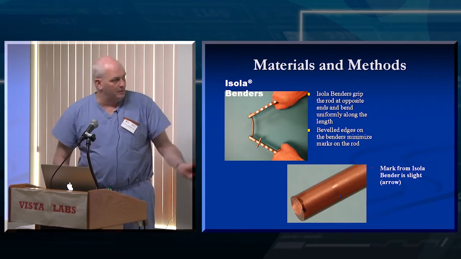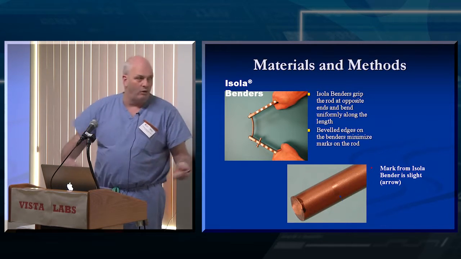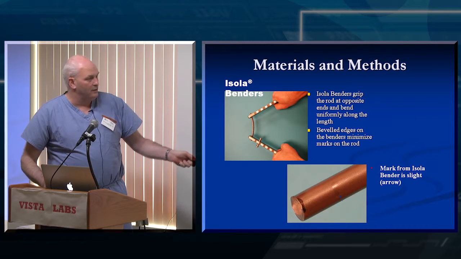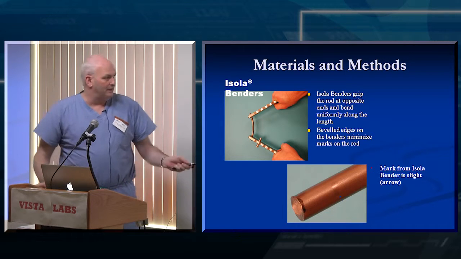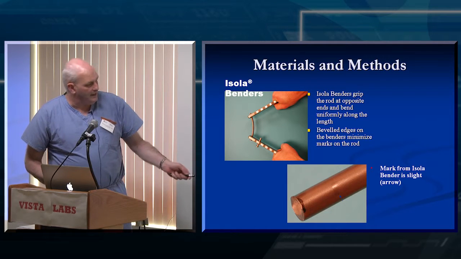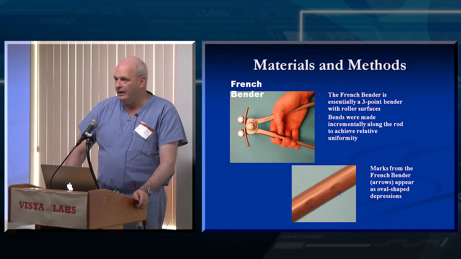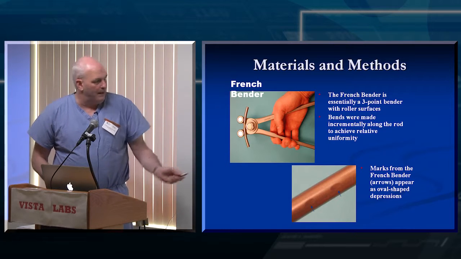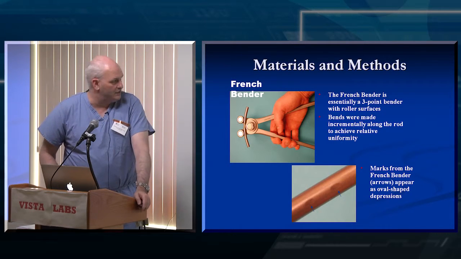And basically what they did, this is something called an Isola bender, for people who do a lot of deformity, particularly pediatric deformity. This is a way to bend the rod. You grip it at both ends and you bend the rod in its entirety. What this was thought to do was to create less notching. It does put a little mark on the rod at the spot where the bender was, but the middle portion of the rod is a smooth bend. This is a French rod bender here. I think everybody's seen one of those. And with the French rod bender, both in this area and this area, it creates this type of notching.